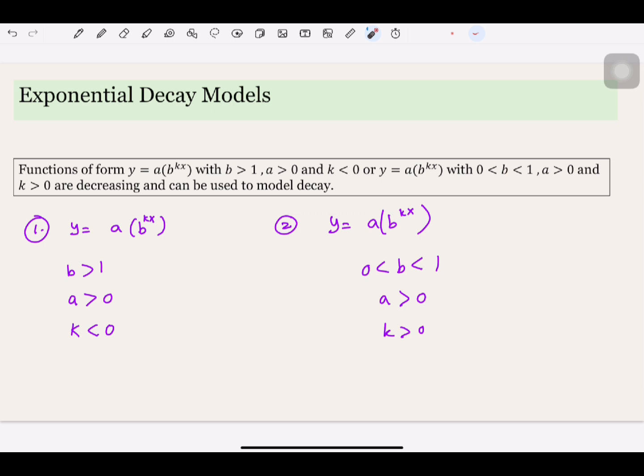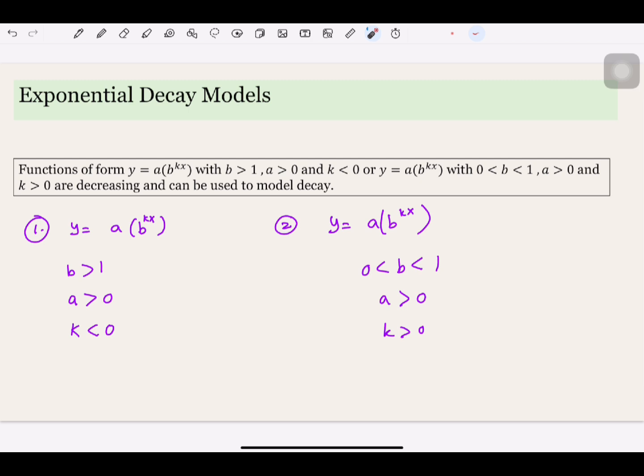So if you see any exponential function with these properties, then you are looking at an exponential decay function. In both cases, the function gets smaller and smaller over time, and it never reaches 0, but it gets closer and closer. This is called an asymptote at y equals 0.